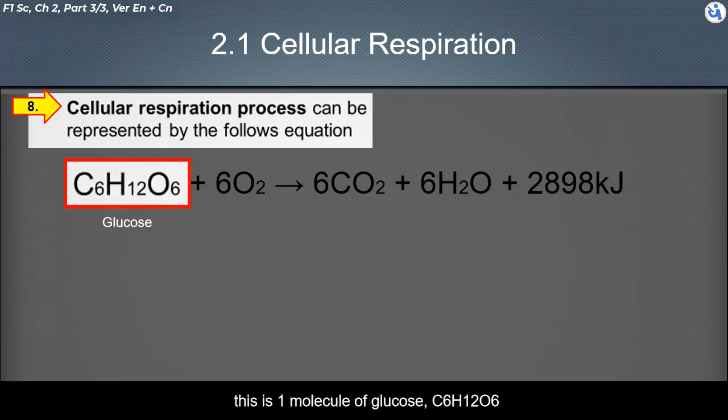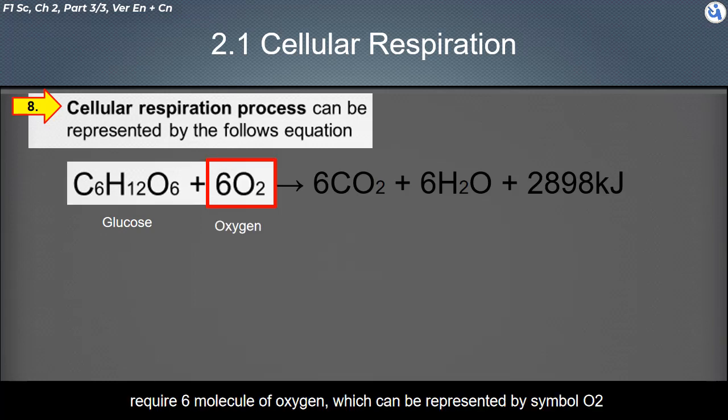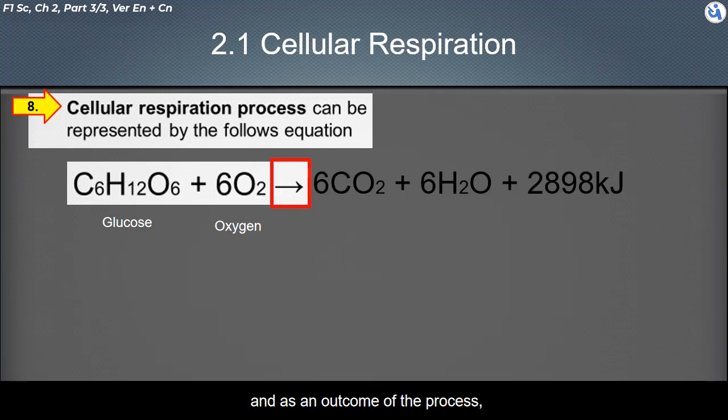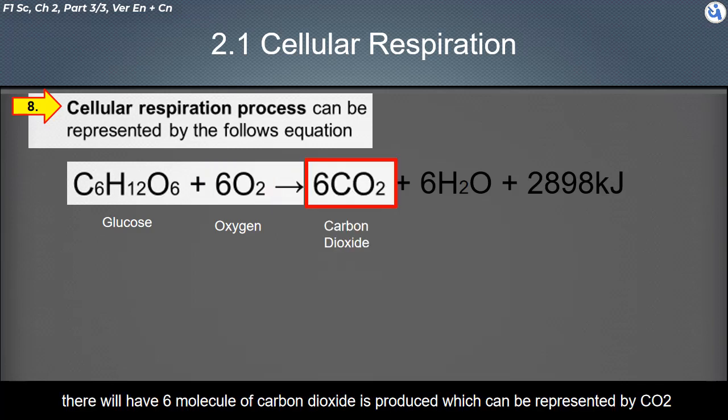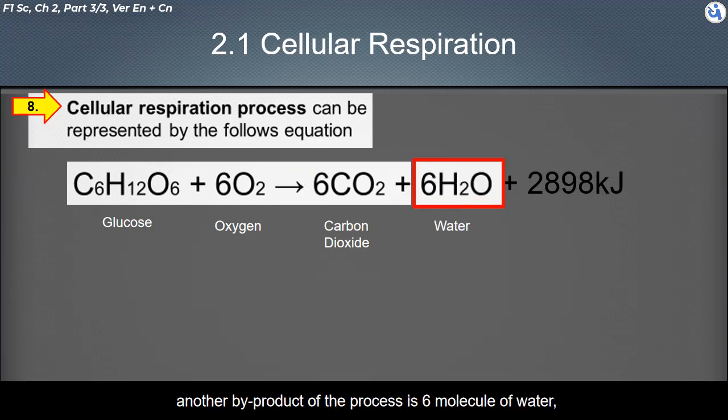The cellular respiration process can be represented by the following equation. This is one molecule of glucose, C6H12O6. It requires 6 molecules of oxygen, represented by the symbol O2, to complete a full cellular respiration process. As an outcome, 6 molecules of carbon dioxide, represented by CO2, are produced. Another byproduct is 6 molecules of water, represented by the symbol H2O.